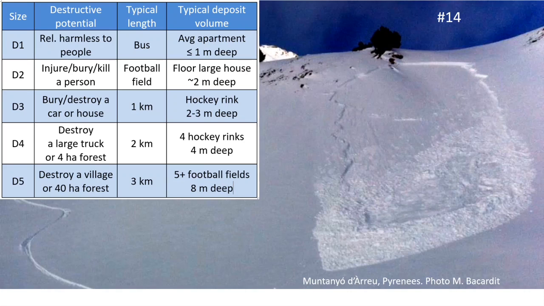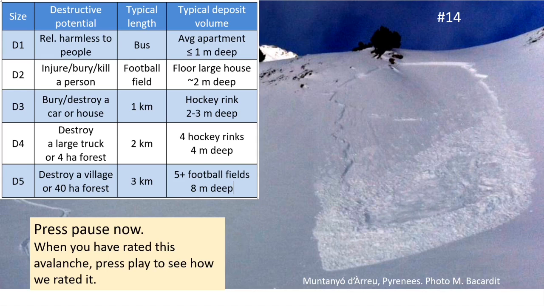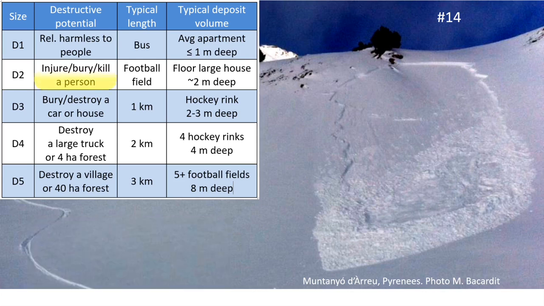This photo shows a remotely triggered dry slab avalanche in the Pyrenees. Press pause now. In terms of destructive potential, this avalanche could push a person over, but could not bury the person and is unlikely to injure the person. In terms of length, it is about 2 bus lengths long and less than half the length of a football field, so its length points to a D1. The deposit volume would not fill an apartment 1 meter deep, so its volume points to a D1. Combining the 3 characteristics, this avalanche is a D1.